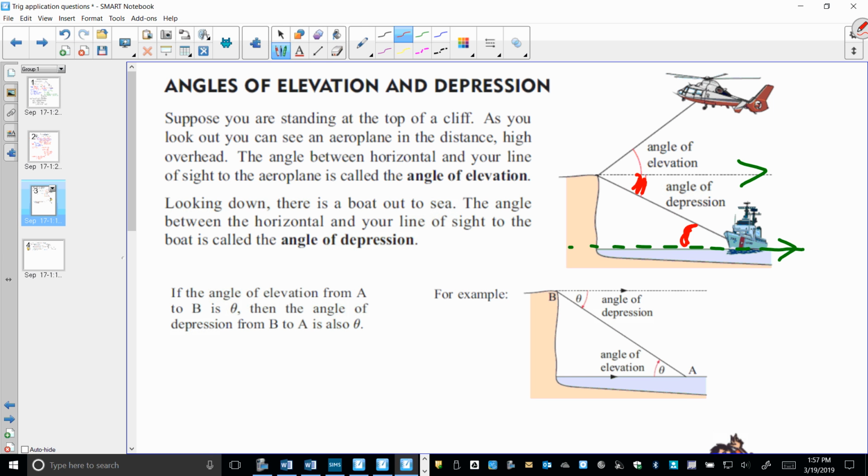They may ask about certain things, but you need to remember that these two angles are equal to each other. So in your diagram, you may be able to work out this one, but they've asked you about the angle of depression. Well, you know that it's the same as this one you've just worked out. Does that make sense? And here, the angle of depression up here is the same as the angle of elevation down here.